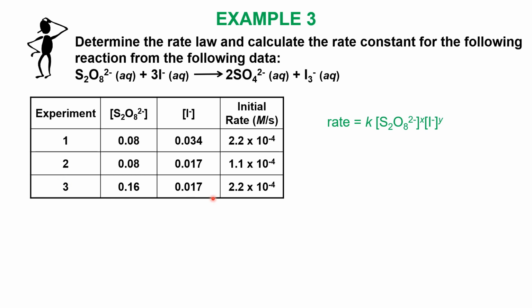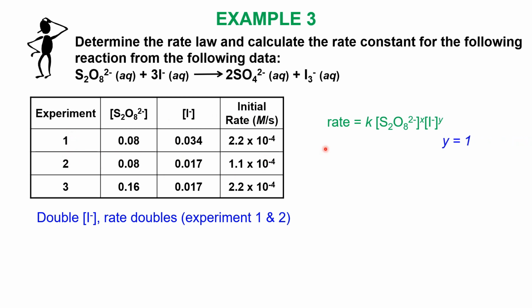Based on the data given in the question, we can see that if we double the concentration of I minus, the rate also doubles. You can refer to experiment 1 and experiment 2. So, we can say that the value of y is 1. That means the order of reaction with respect to I minus is first order.